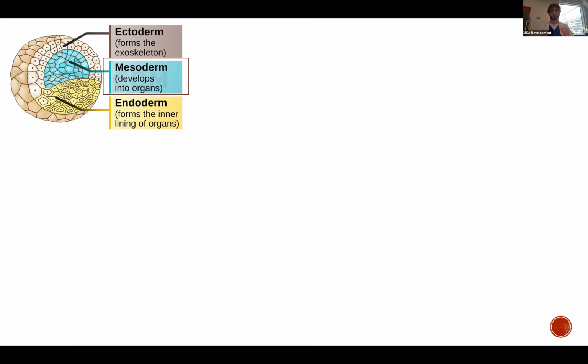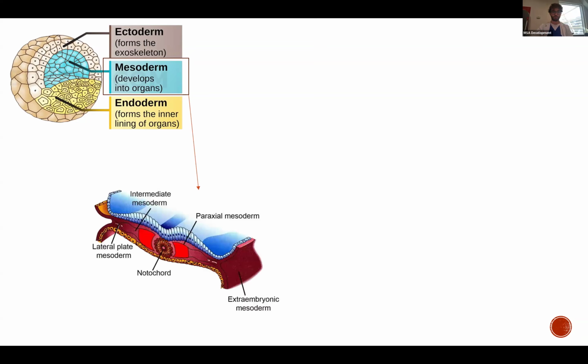But the thing is, the mesoderm itself has different classifications. These classifications are paraxial mesoderm, extraembryonic, and lateral plate. But I don't want you guys to remember the divisions of the mesoderm. I just want you to know that the lateral plate is the one that will give us the heart. So if you get a question that says, which of the following germ layers gives us the heart or the heart tube, you're going to answer with lateral mesoderm.